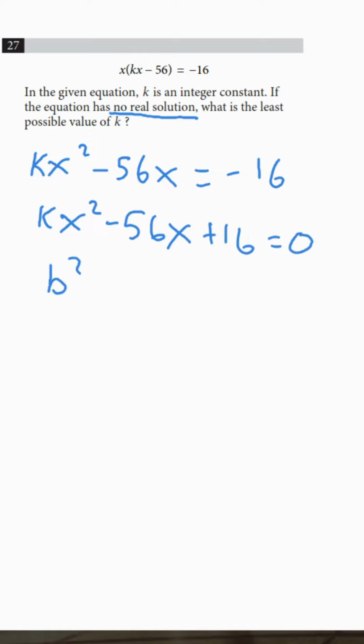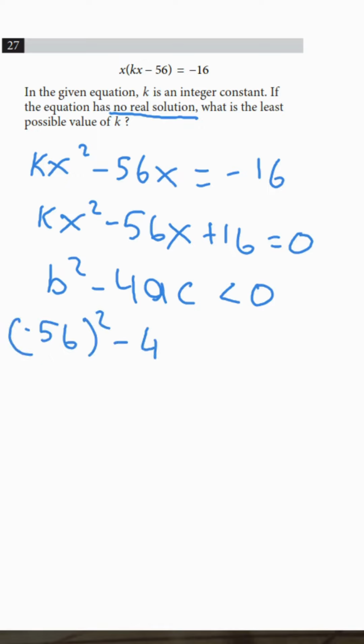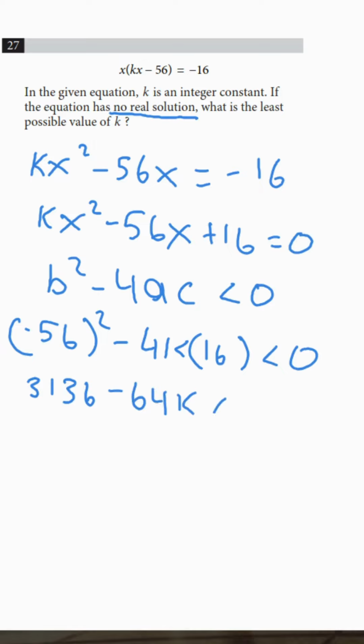And so now we want the b squared minus 4ac terms, aka the discriminant, to be less than 0. And then when we plug in these terms, we'll get negative 56 squared minus 4 times a, which in this case is k, times 16 is less than 0. So then this becomes 3136 when you put it in the calculator, minus 64k is less than 0, and then you subtract that 3136 over, so then you get negative 64k is less than negative 3136.